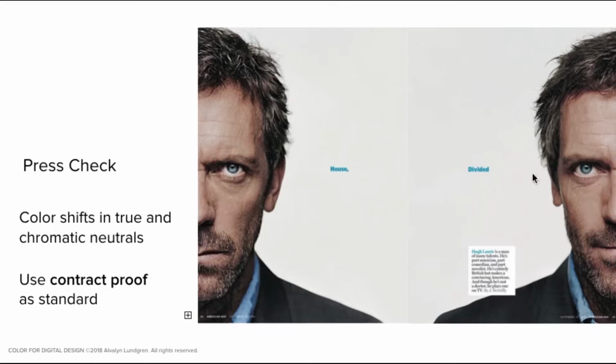So in the case of if this magazine spread were being printed, you would want to look at the skin tones, and you would want to look at anything that's supposed to be a neutral gray, like the background. You don't want to look at more chromatic colors. It's easier to see color shifts looking at neutralized colors or true neutrals.